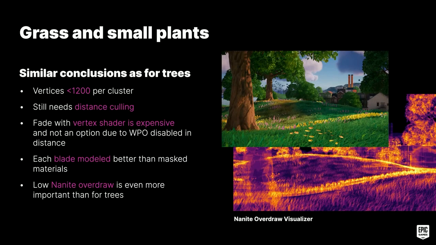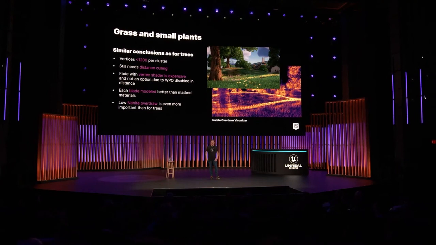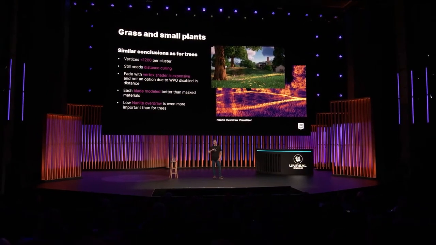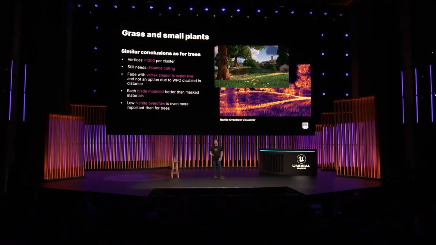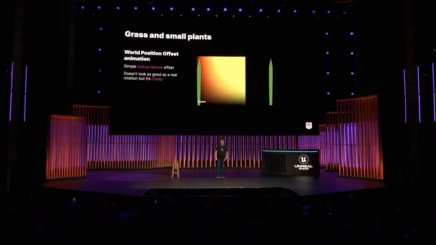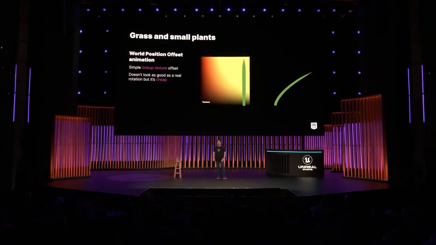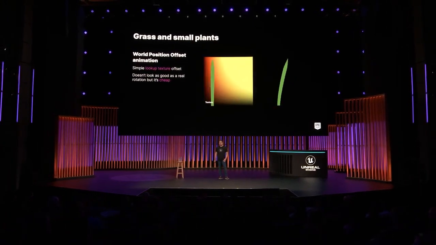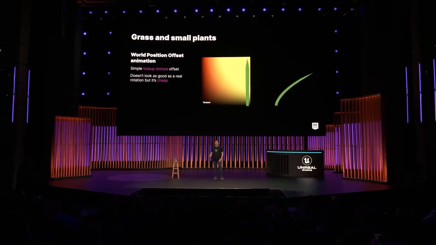Each blade modeled is again way faster than any cards with masked materials. And low nanite overdraw is even more important than for the trees. As you can see in the overdraw visualizer, when you have rolling hills of grass, it adds up very quickly with the nanite overdraw. Then we had to again optimize our world position offset shader for the animation. For all grass and small plants, we use a single generic lookup texture with a baked offset in it. This doesn't look as good as a real rotation, but it's very cheap.